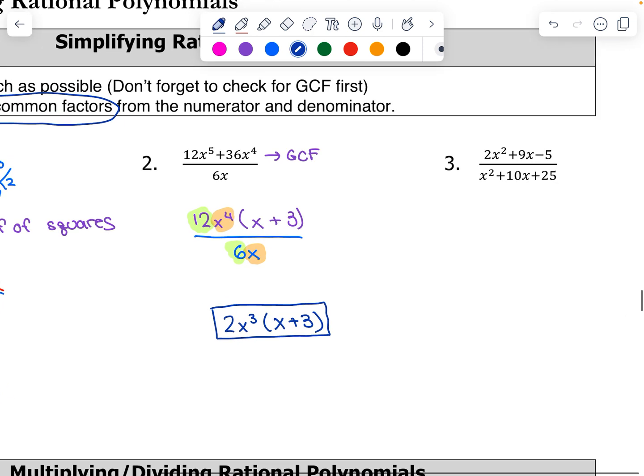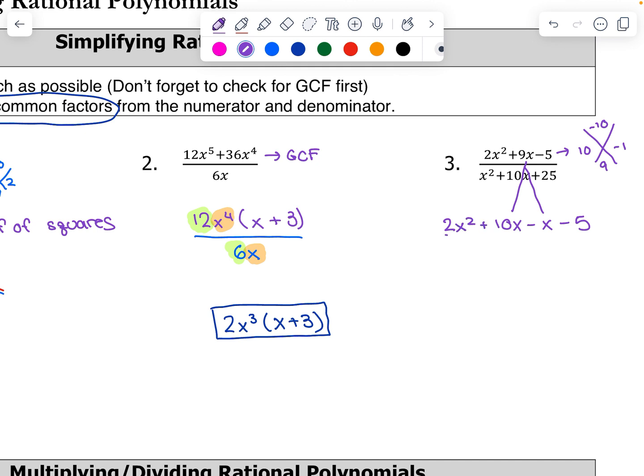Okay, if I take a look at number 3, I would have you go ahead and do this on your own. So if you want to try this one, pause me. Otherwise, you can listen. So the numerator, once again, I'm going to go ahead and see what multiplies to negative 10 and adds to 9. So that would be 10 and negative 1. So I'm going to go ahead and split the middle with that one. So I'm going to write 10x minus x, bring down the minus 5, bring down the 2x squared.